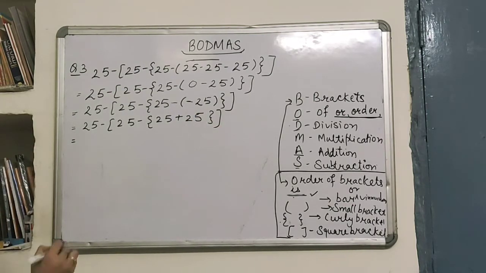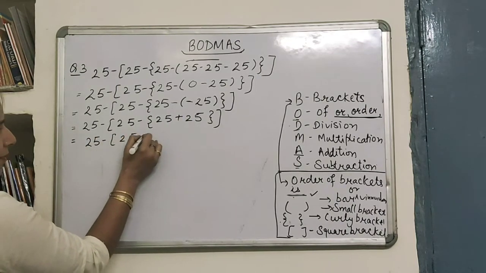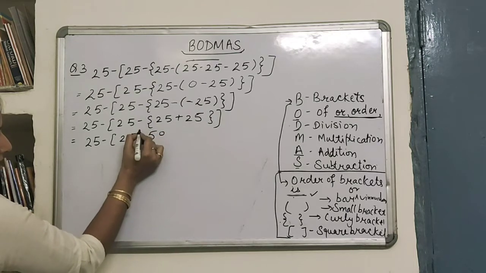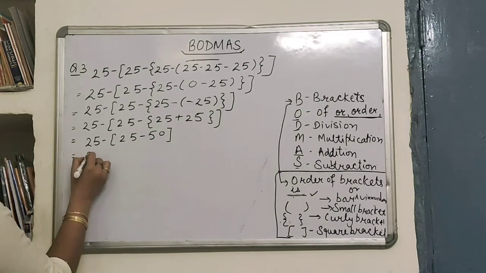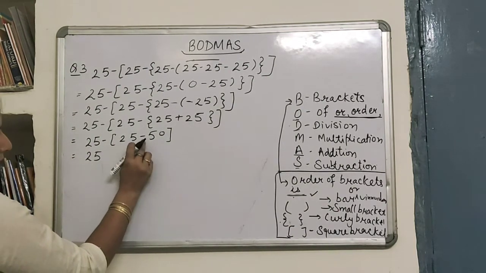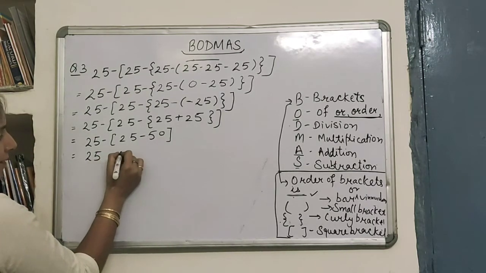Now turn to remove the curly bracket. So 25 minus 25 minus this 25 plus 25 will become 50. Subtraction sign is same as it was outside. Now bracket close. So 25. Now time to solve the square bracket. So 25 minus 50. It is positive, it is negative. What will we get? Minus 25.